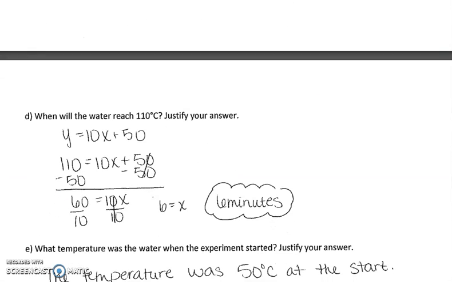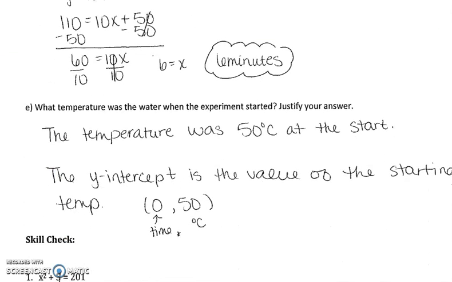Okay, letter D. When will the water reach 110 degrees? This one is different from the one before. You're not plugging 110 in for x, you're plugging it in for y, because y represents degrees Celsius. Plug it in, so 110 is equal to 10x plus 50. Subtract the 50 from both sides, divide by 10, and you get 6 minutes. So in 6 minutes, the water temperature will be 110 degrees.